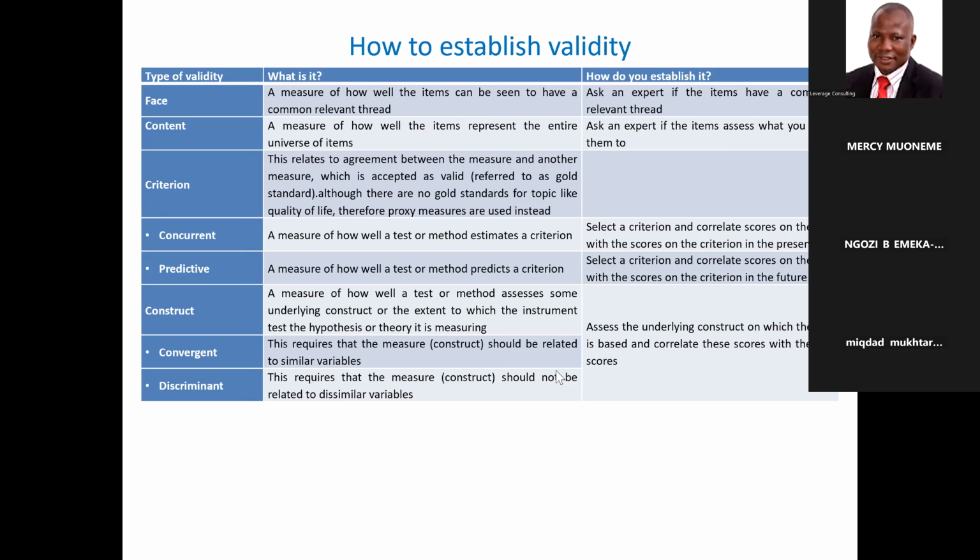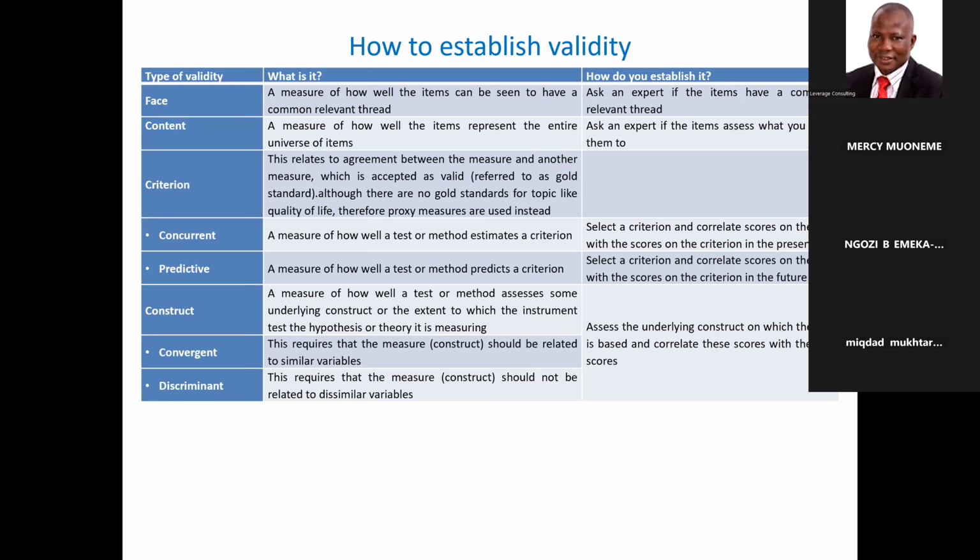Under criterion validity, we have what we call concurrent and predictive. Concurrent validity is a measure of how well a test or method estimates a criterion. You select a criterion and correlate the result of the test with the score on the criterion in the present. For example, the one we are talking about is a form of concurrent, because it's at the same time we take the sample for the gold standard. If we want to measure the validity of the pap smear, we take biopsy, also take the pap smear, and compare the results. That's concurrent.